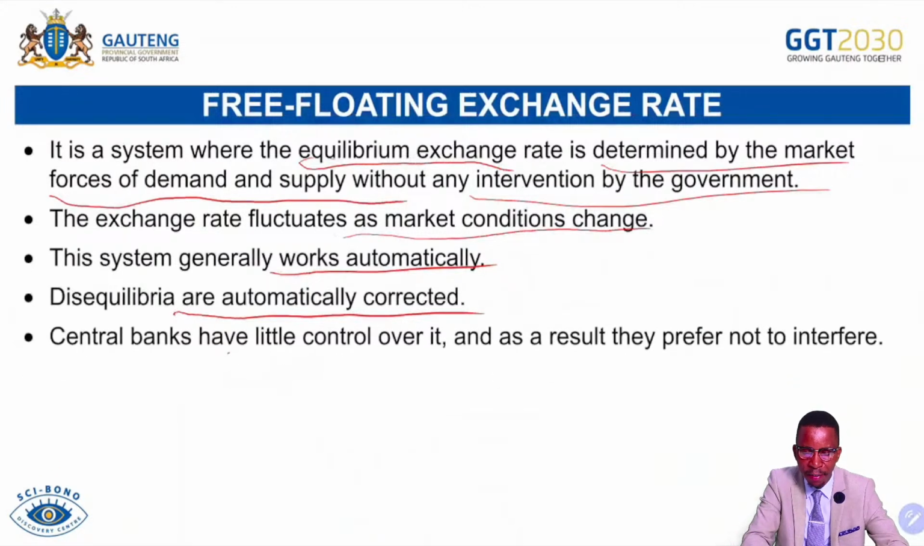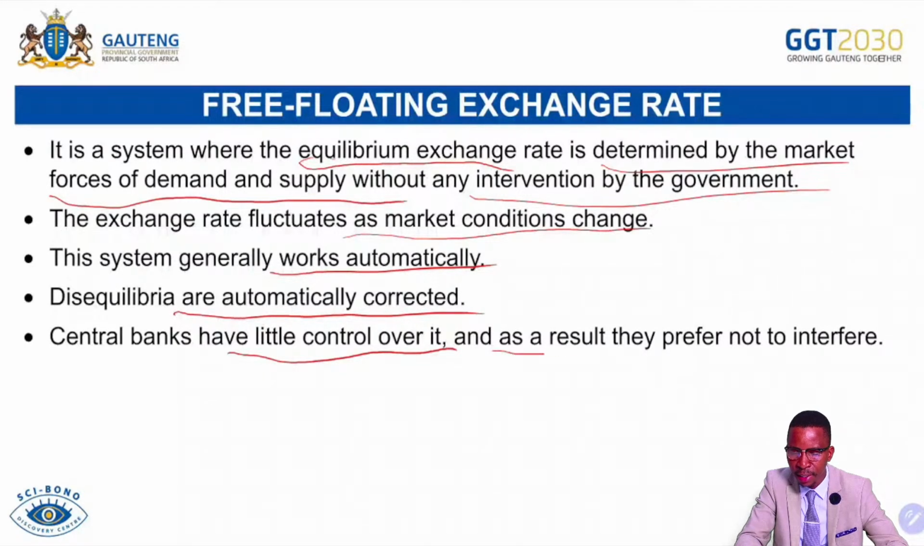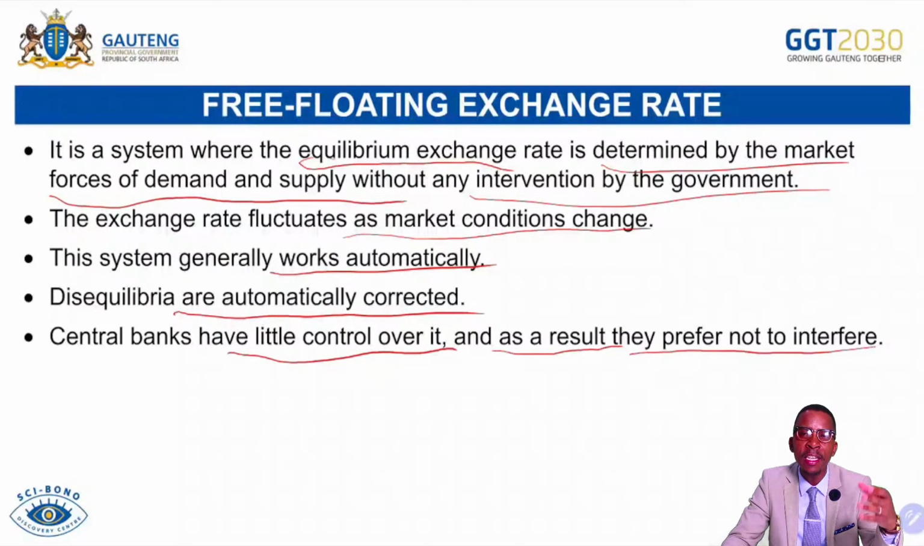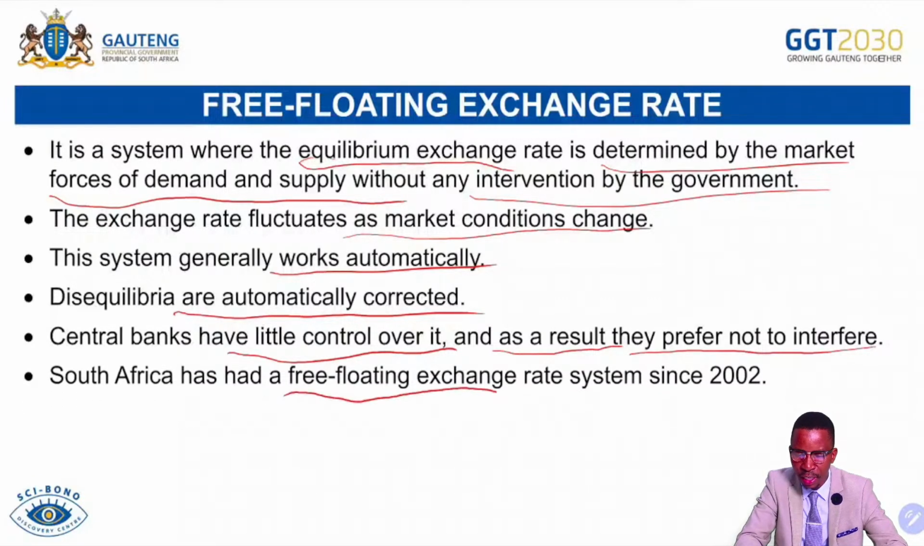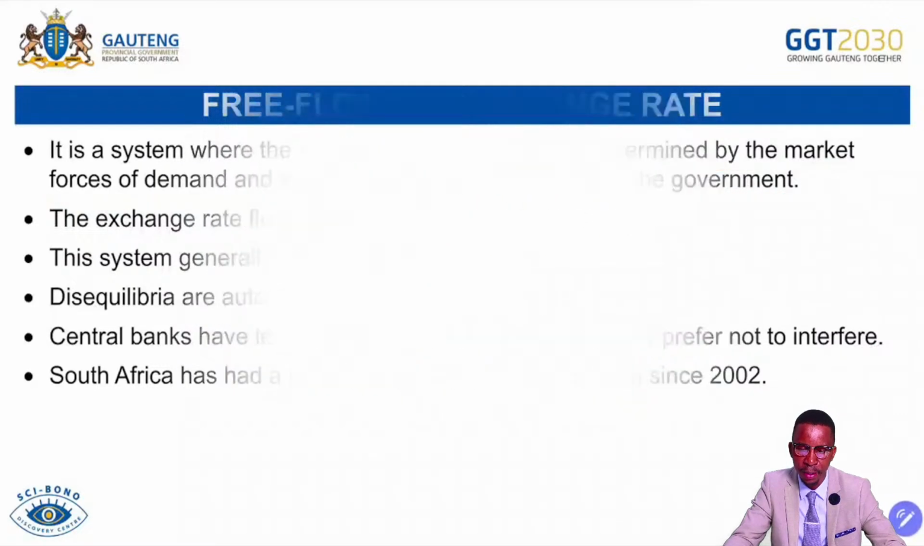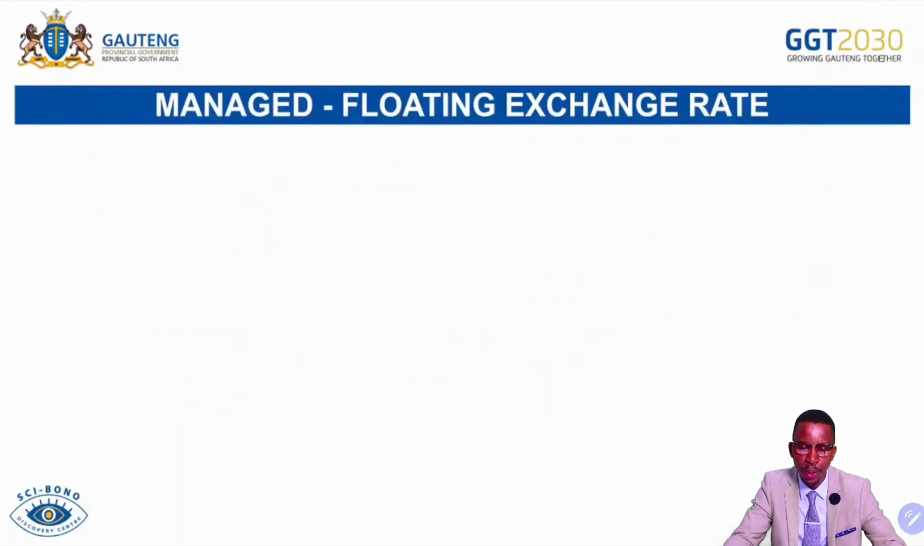The central banks have little control over it, and as a result, they prefer not to interfere. The central bank can indeed interfere by influencing the exchange rate, maybe by changing the interest rate to influence the demand and supply of the domestic currency. South Africa has had the free floating exchange rate since 2002. Before that, it was using the managed floating exchange rate. It is very important for you to know this.